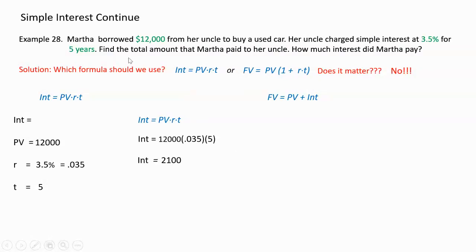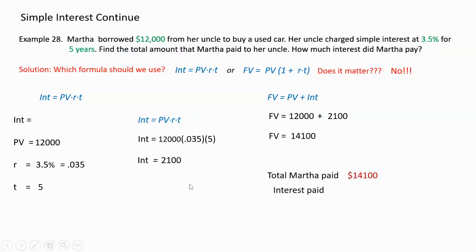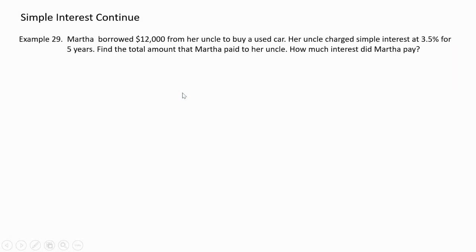Now, how much money did she pay, the total amount? So the future value will be the present value, the amount she borrowed, which was 12,000, plus the interest that she had to pay. So you add them up, and it's going to be $14,100 is the amount she paid back. How much was interest? The 2,100.